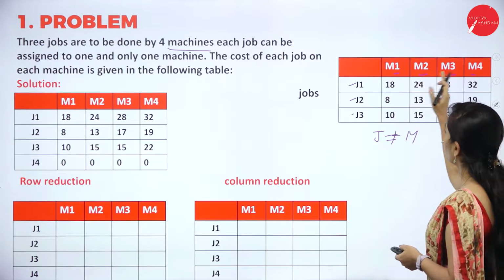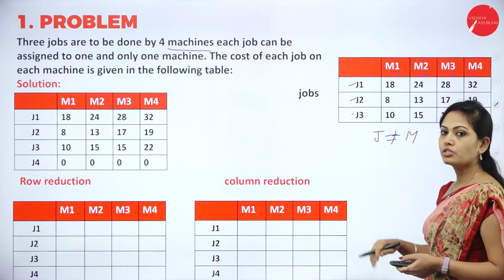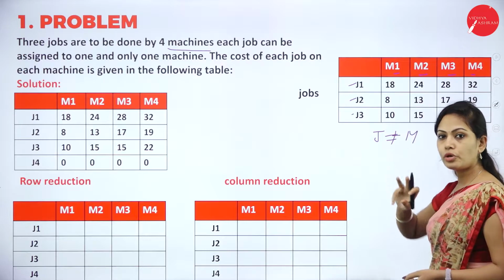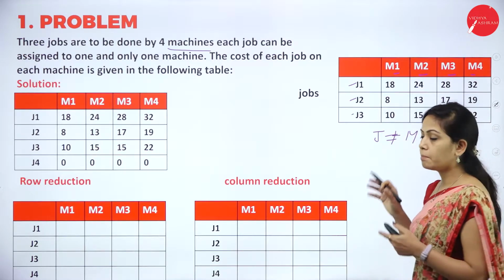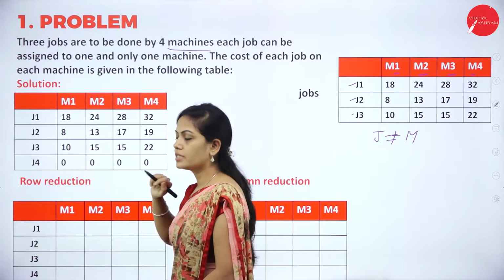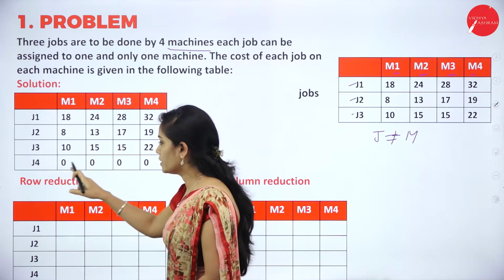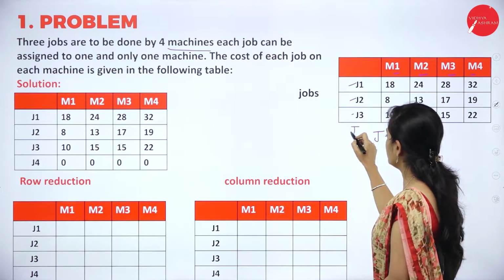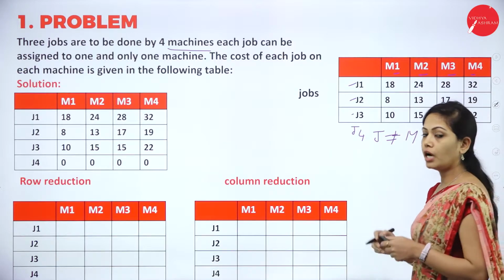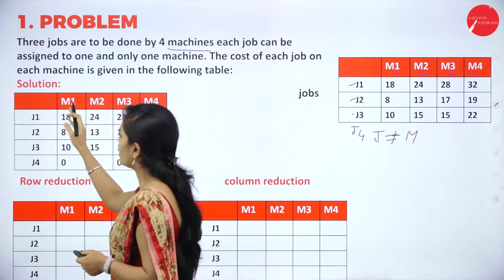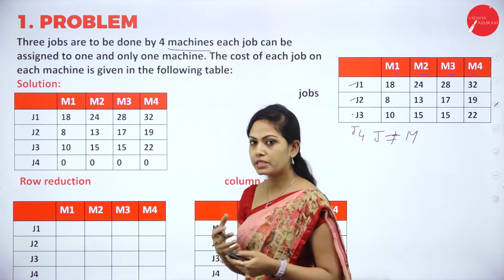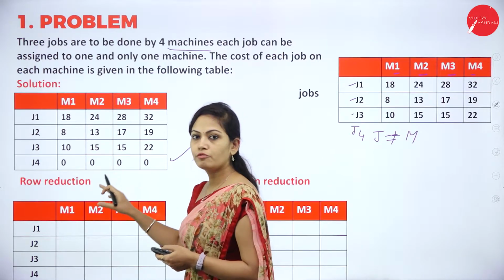So here I have 4 columns and 3 rows. So 1 row is missing to make it balanced, right? I have 4 columns and only 3 rows. So I will make it balanced by adding a dummy row because there were only 3 rows. So J4 I have added here. I have added job 4 in the 4th position with 0 values. So now you can cross verify this. I have 4 columns and 4 rows. So now it is a balanced problem. So after this balanced problem, I can proceed with this table.